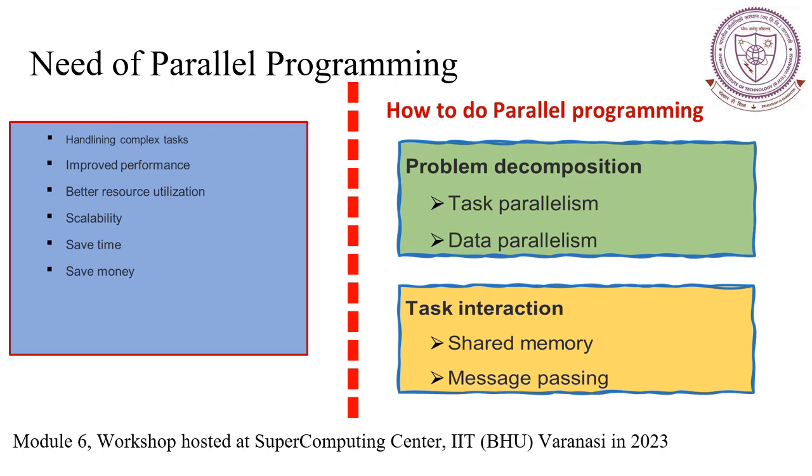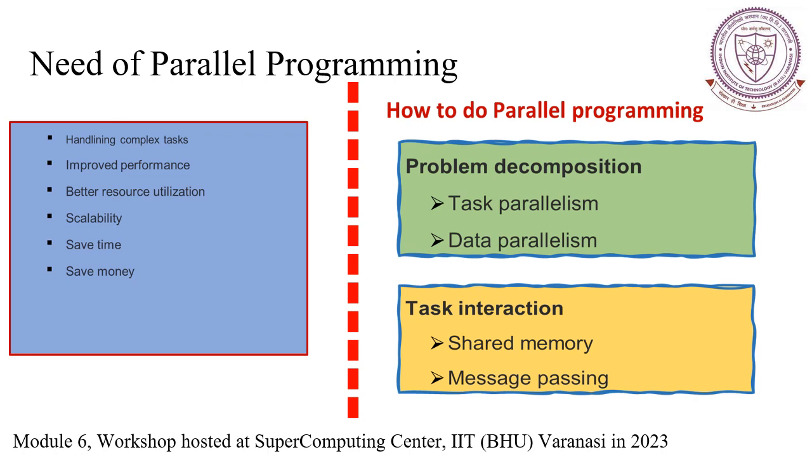Then in the task interaction. So in the task interaction, the first one is shared memory. Shared memory is a form of parallel programming where multiple tasks can access and modify shared data in memory. This approach requires synchronization mechanisms such as locks, semaphores, or atomic operations to ensure data consistency and avoid race conditions.